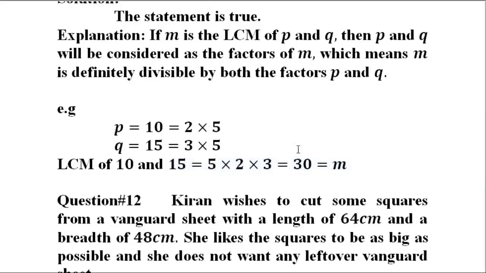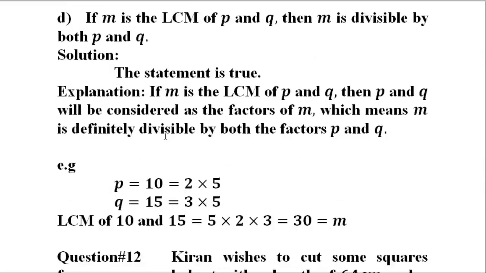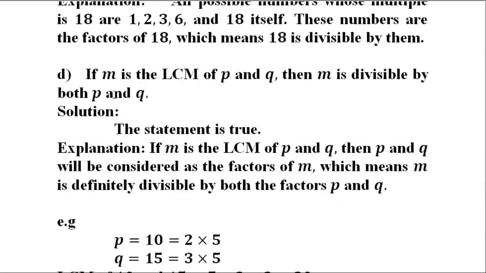Take a look at this example. The LCM of 10 and 15 by prime factorization is 30. In this case, 10 is represented as p and 15 as q, while 30 is denoted as m. Since 30 is the LCM of 10 and 15, both 10 and 15 are factors of 30. This implies that 30 is divisible by both 10 and 15, confirming the given statement to be true, which states if m is the LCM of p and q, then m is divisible by both p and q.